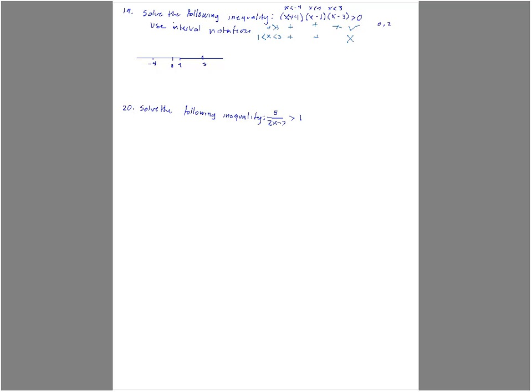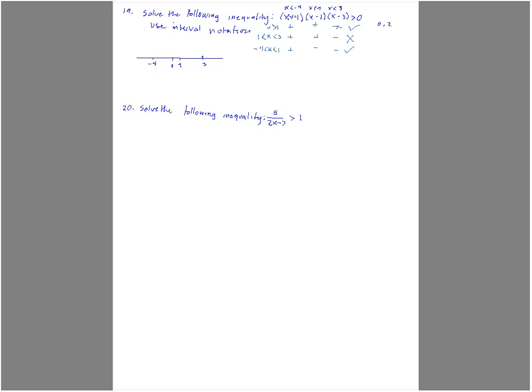And then the next interval that we have to check is between 1 and -4. So x is greater than -4 and less than 1. We can try something like, I guess 0 is pretty easy. 0 plus 4 is 4, which is positive. 0 minus 1 is -1, which is negative. And 0 minus 3 is negative. So we have 2 negative values here, which cancel each other out, makes a positive.